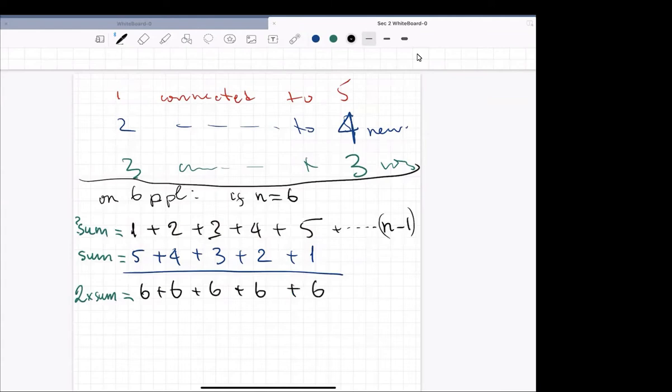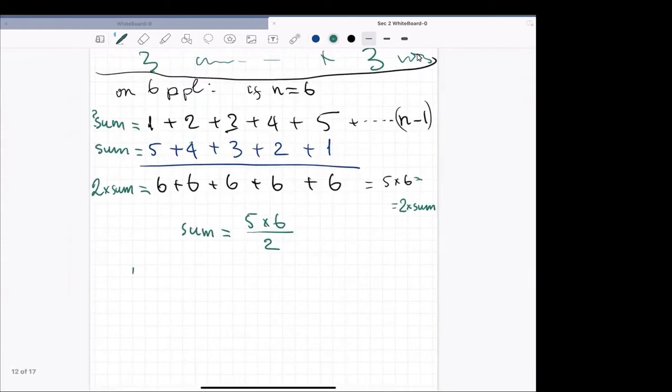How many 6s do I have? 5 times 6s. 5 6s. And that is 2 times the sum. So what is the sum then? 15. Yes, it's half of that. Exactly. The sum is 15.